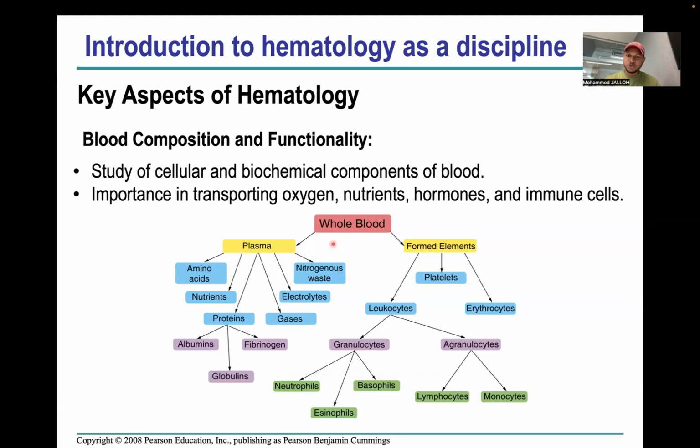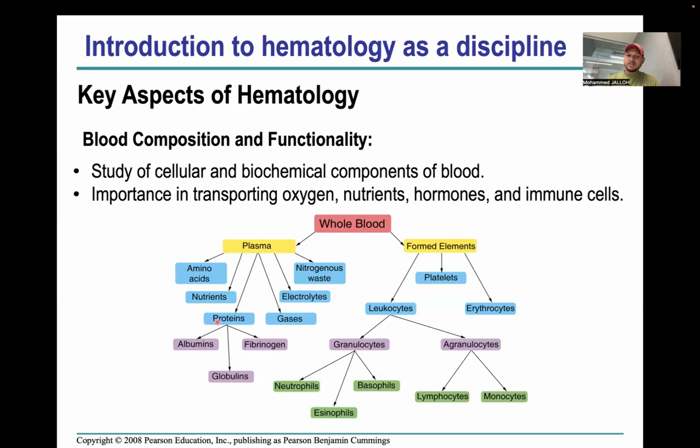The whole blood is divided into two parts. We have the plasma, and then we have the formed elements. Formed elements are things that are made from the whole blood. They are not always there. They are only made based on need. When they are required, they are made. But the plasma contains things that are always present in the blood. So for example, in your blood, you have amino acids, and most of us know what amino acids are, right? We have nutrients, proteins, gases, electrolytes, and nitrogenous waste. All of these things are present in the plasma.